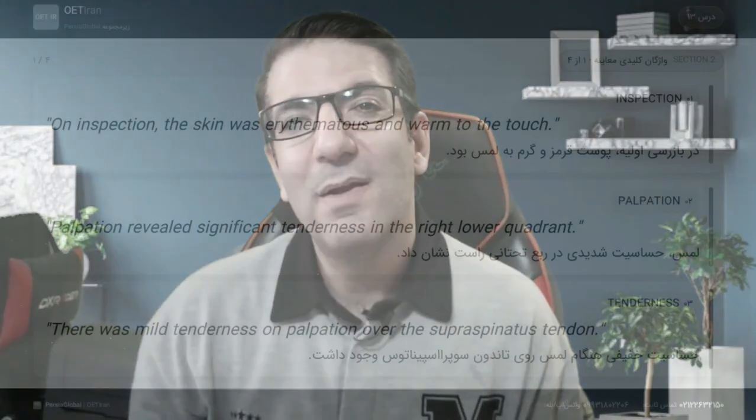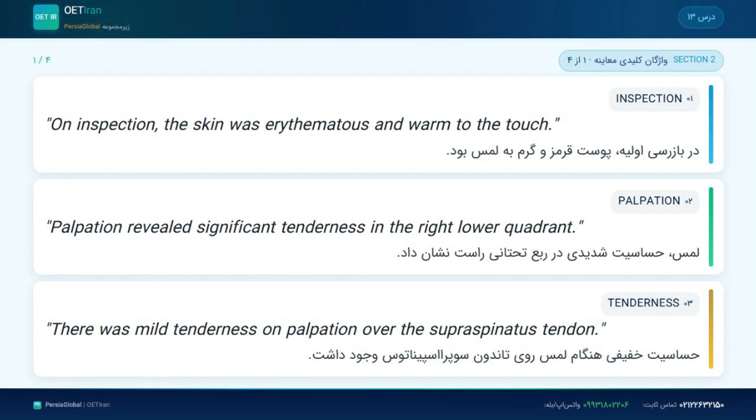Tenderness. Tenderness means pain or discomfort when pressure is applied. In the OET context, it is an objective finding, what you detect, versus pain, what the patient feels. For example, there was mild tenderness on palpation over the supraspinatus tendon.